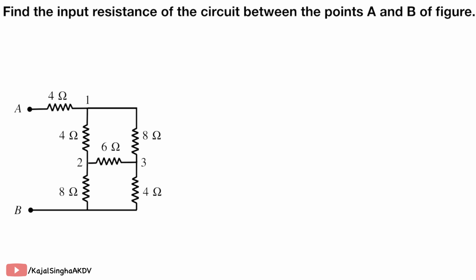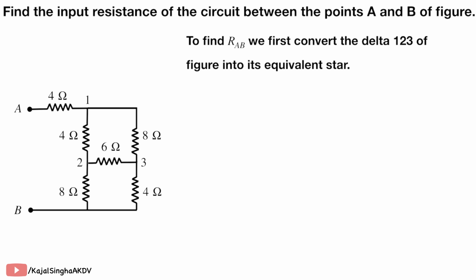Now we take points 1, 2 and 3. In between, 4 ohm, 6 ohm and 8 ohm resistors are connected and this forms a delta. To find effective resistance between points A and B, we first convert the delta 1, 2, 3 of the figure into its equivalent star. So the 3 resistors 4 ohm, 6 ohm and 8 ohm connected between points 1, 2 and 3 form a delta, and we will transform this delta network into an equivalent star network.